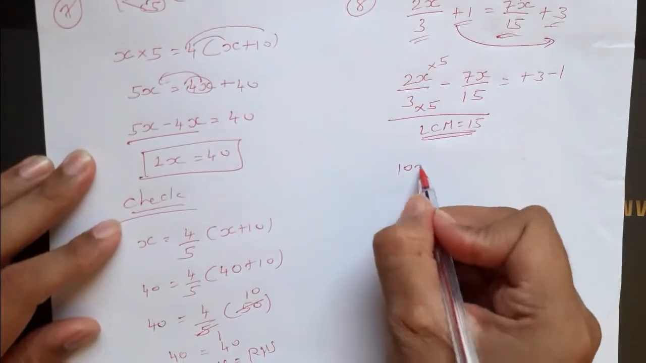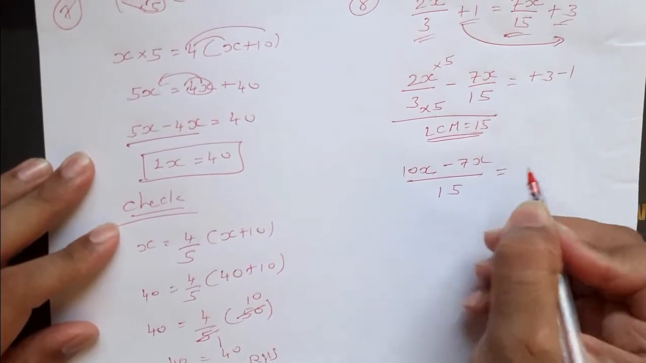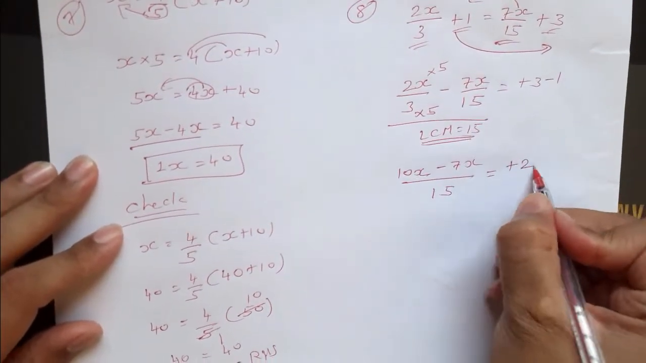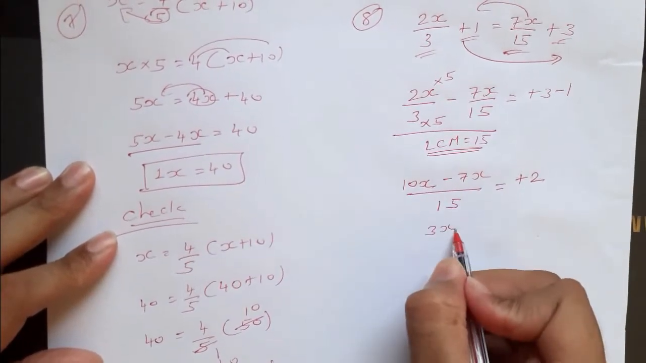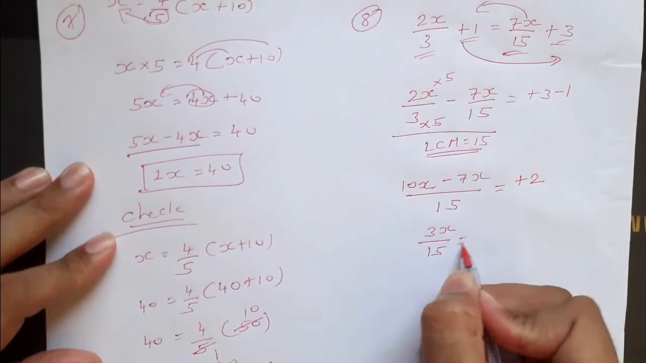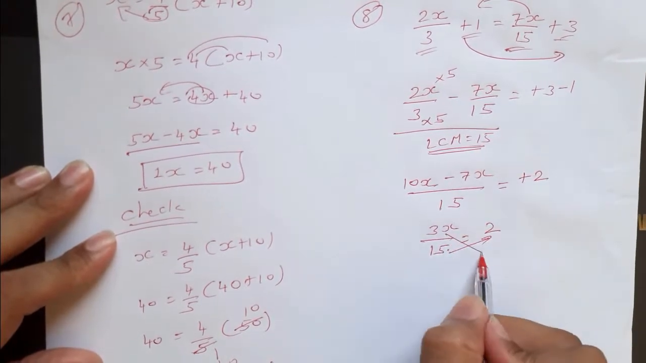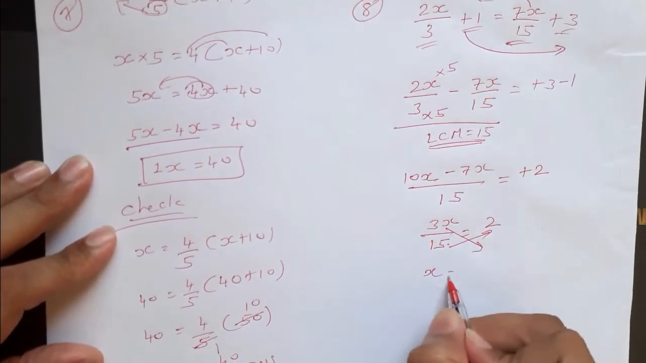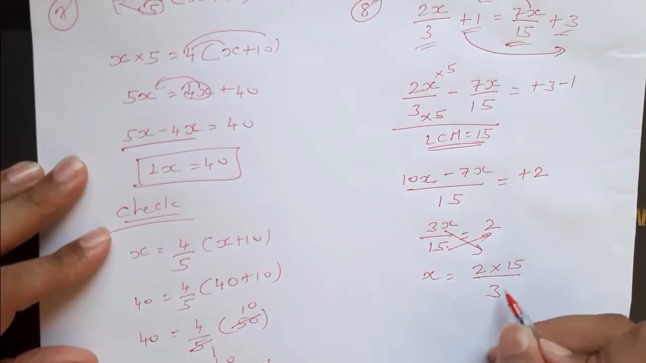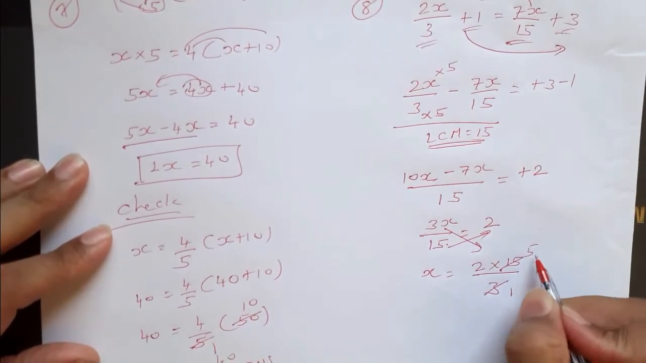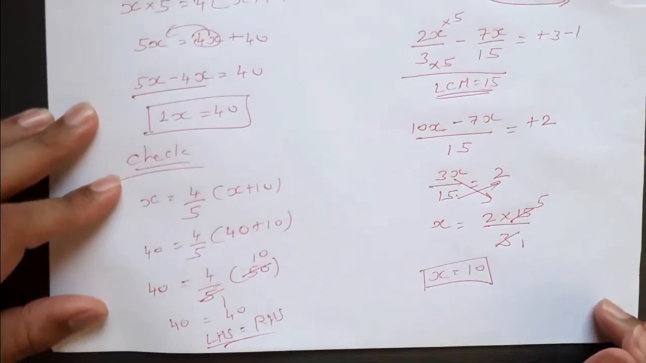So 5 2s are 10x minus 7x upon 15 equals 3 minus 1, the sign of the bigger digit. Then 10x minus 7x will be 3x. So 3x upon 15 is equal to 2. Now this 15 will transpose to the numerator and this 3 to the denominator. So x is equal to 2 multiplied by 15 upon 3. Then 3 ones are 3, 3 fives are 15. So 5 2s are 10. So here we got the value x is equal to 10.